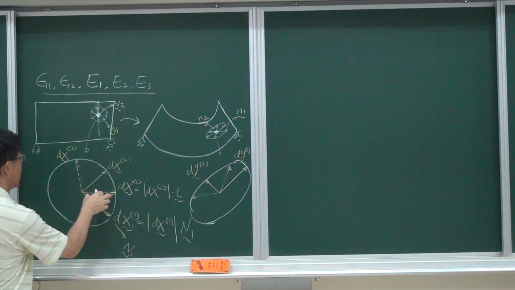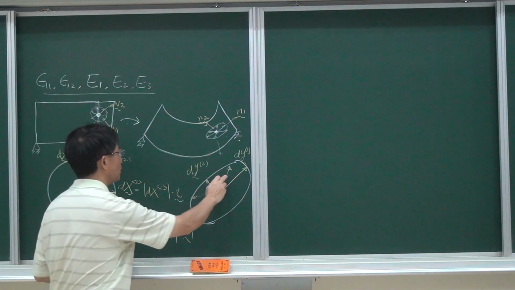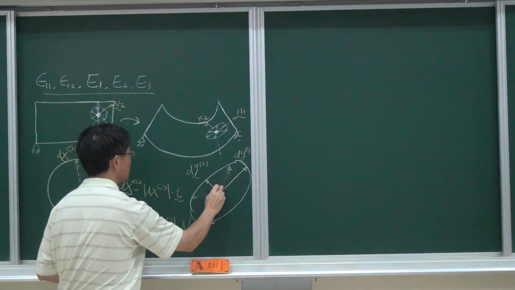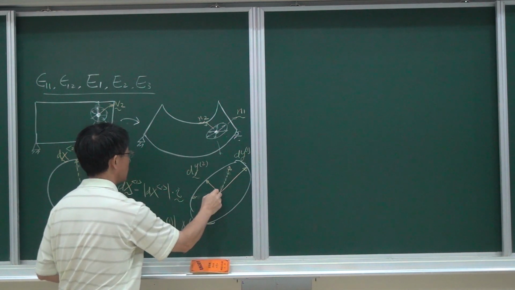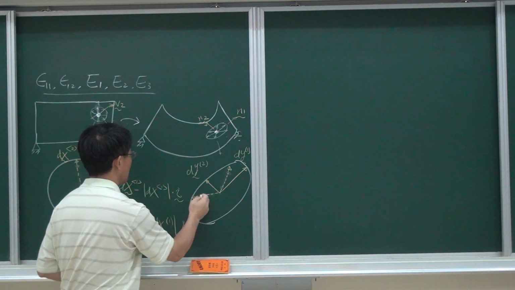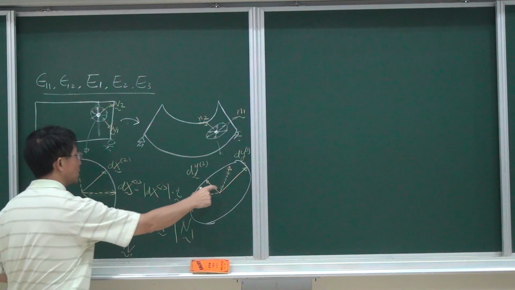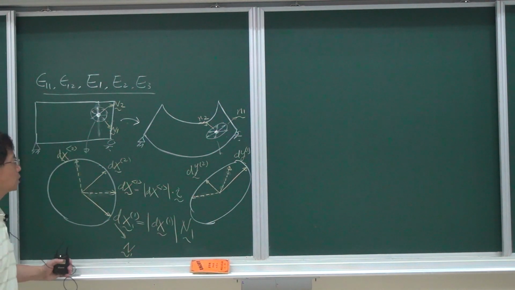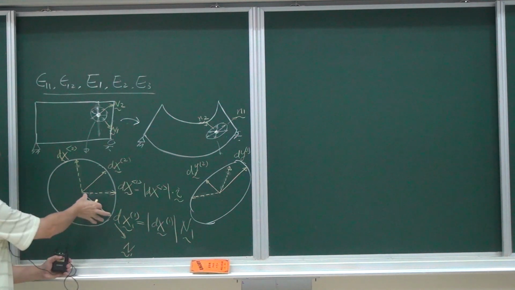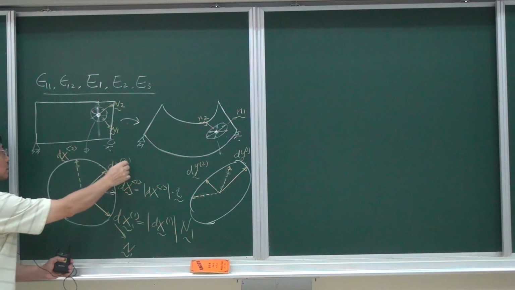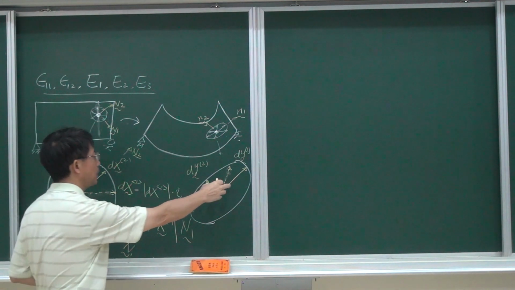These two are the material lines in the horizontal and vertical direction, and they will be deformed into here, not in the principal direction. And these two material lines in the principal direction will be deformed into the principal direction.